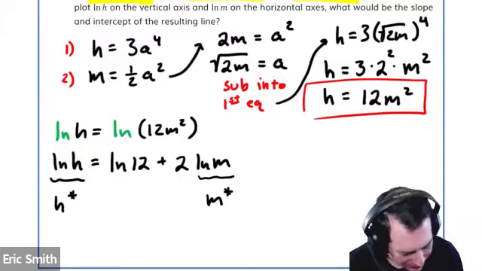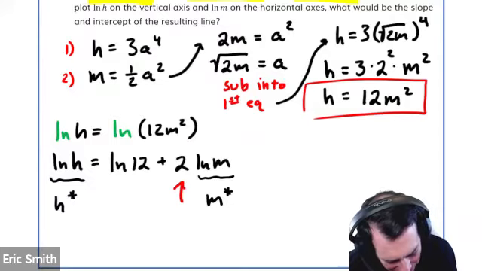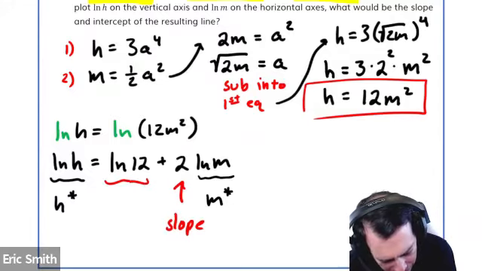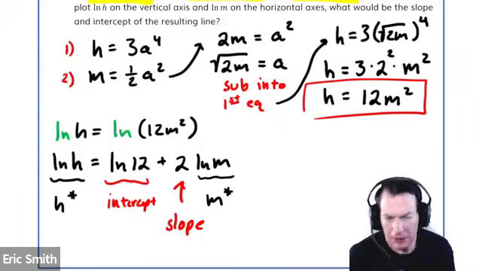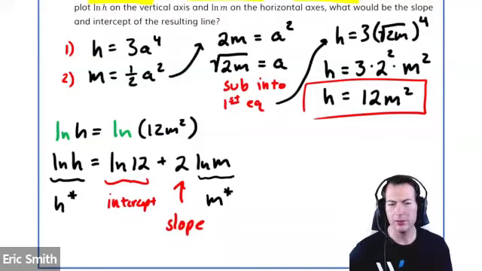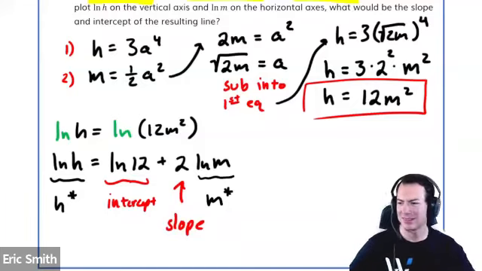Bingo, I love it. Yes, you are on the right track. There's our slope. We have a slope of 2. And this entire thing is our intercept. Be careful not to take just the 12. The intercept is the natural log of 12. It's the entire thing.